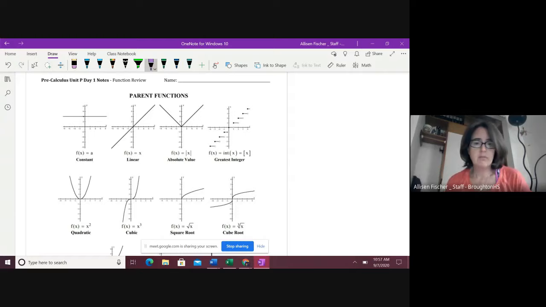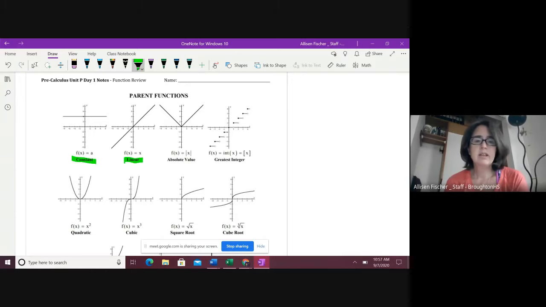So you're free to print these out. They will, of course, be attached in your Google Classroom. But the very first one is called the constant function. The constant function is the most basic form of a line, just y equals a constant, like a number. So like y equals 3, something like that.